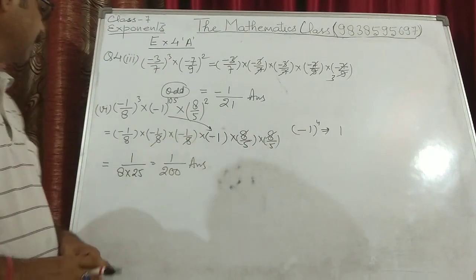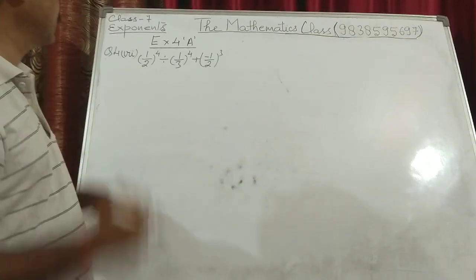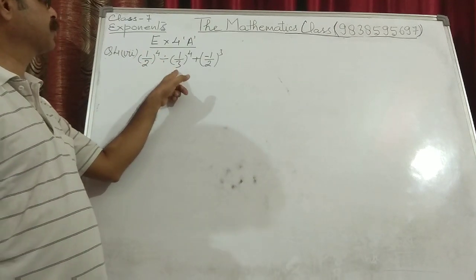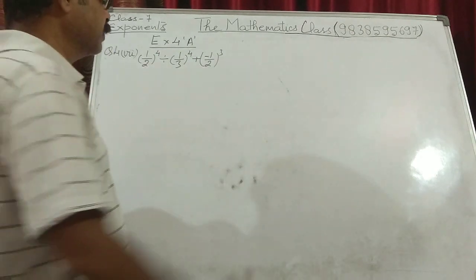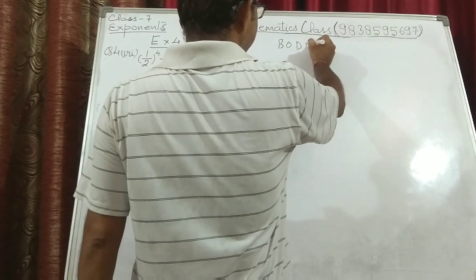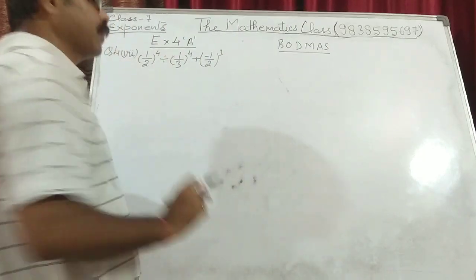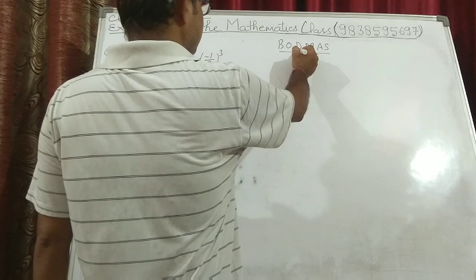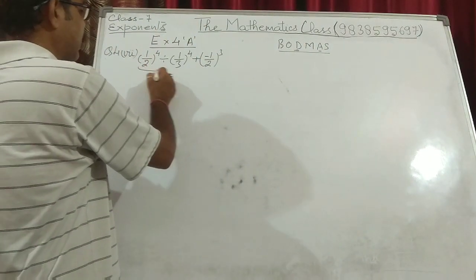Now we move on to the 7th part. Question number 4, 7th part. It is given 1 upon 2 to the power 4, division sign, 1 upon 3 to the power 4 plus minus 1 upon 2 to the power 3. So we have learnt BODMAS in the previous classes. Since there is a division sign, we will try to solve it by BODMAS. So first it is division and then addition. So first of all we will solve this part.